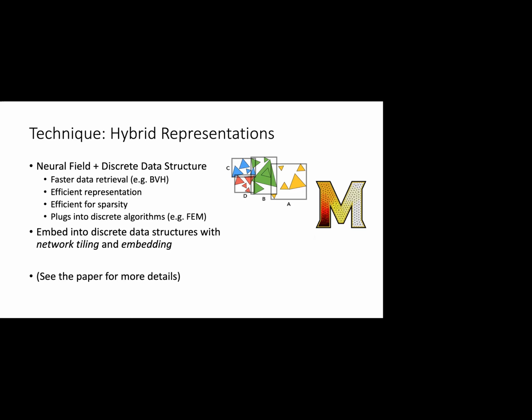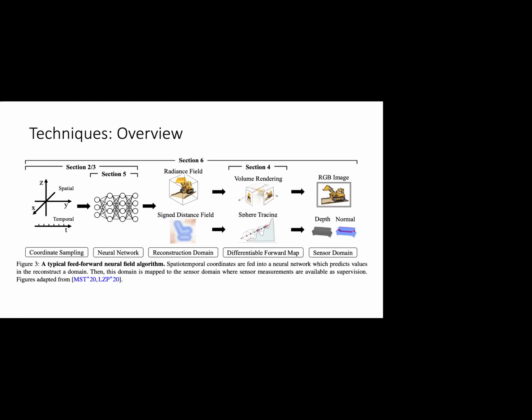So they talk a little bit about how you could do this. They don't go into too much detail. I'd recommend reading the papers that they link if you're interested in this. But they talk about network tiling and embedding. But it's nice if you have a really sprawling problem with a lot of sparsity or a lot of regularity and you want to plug it into something that assumes that you're using a discrete representation. Cool.